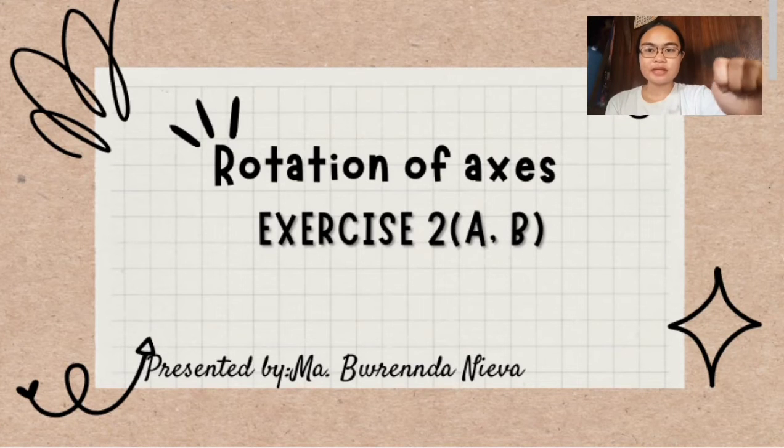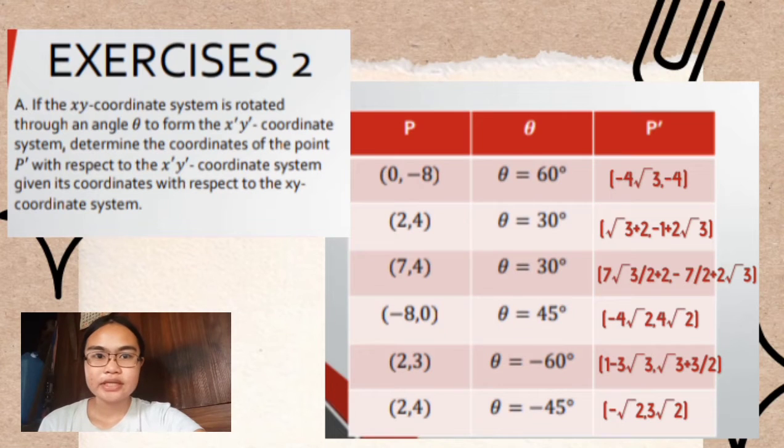My name is Maria Brenda Arnieva and I will be discussing Module 8 Exercise 2AB. In Exercise 2A, the question is: if the xy coordinate system is rotated through an angle theta to form the x dash y dash coordinate system, determine the coordinates of the point P dash with respect to the x dash y dash coordinate system, given its coordinates with respect to the xy coordinate system. In Exercise 2A, the given are P and theta.